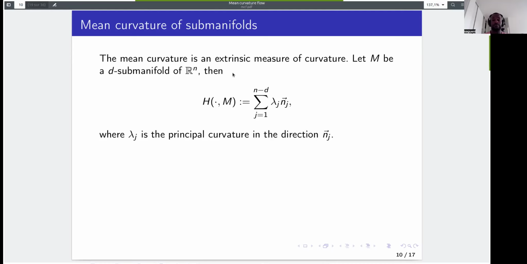In R^n. Okay, so if I take M a d-dimensional submanifold of R^n, then the mean curvature is defined as follows.